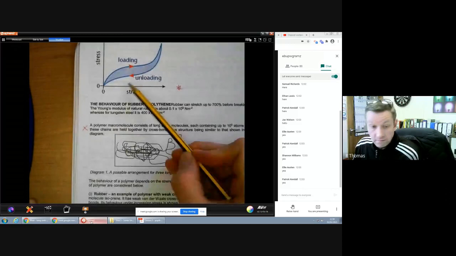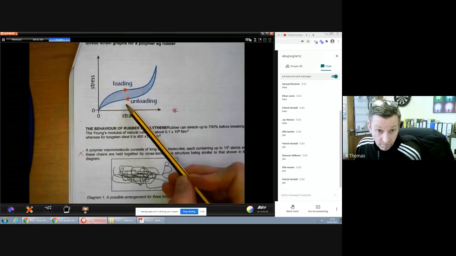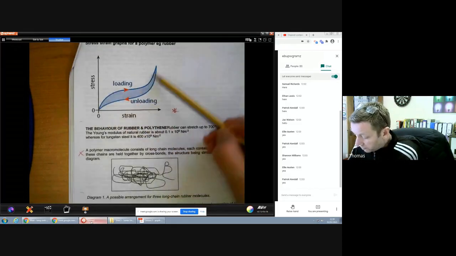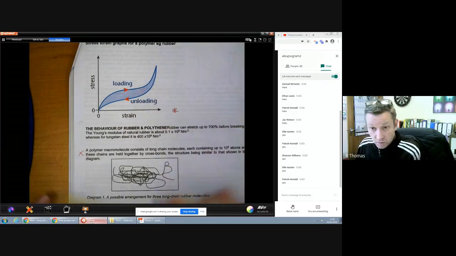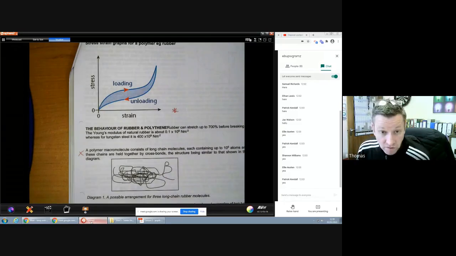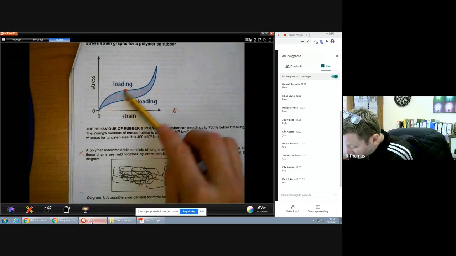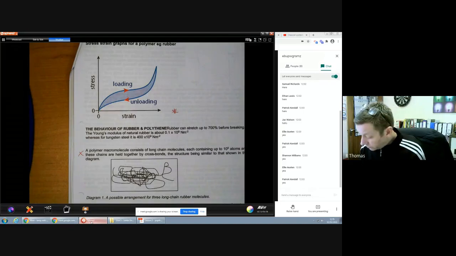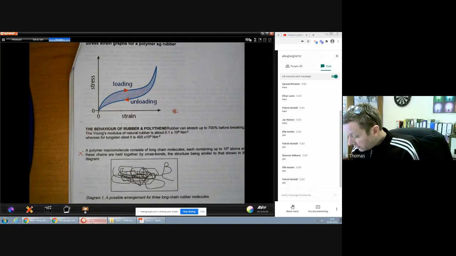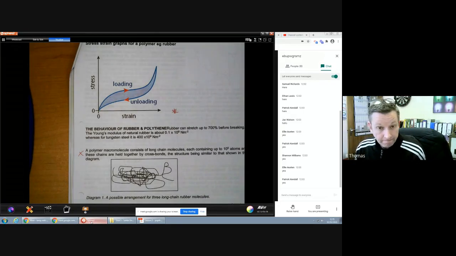Basically, this. Loading means we're applying the stretch, the stress, the tension, however you want to call it. Unloading means we've let it go, and now all those molecules are going back to their original form. This area here is the energy lost due to heat. And that's what you would need to reproduce on an exam.